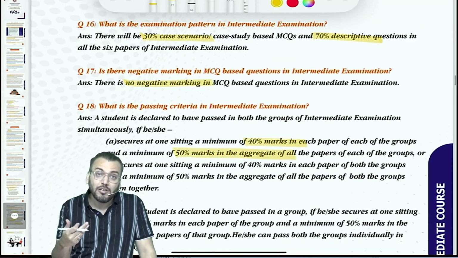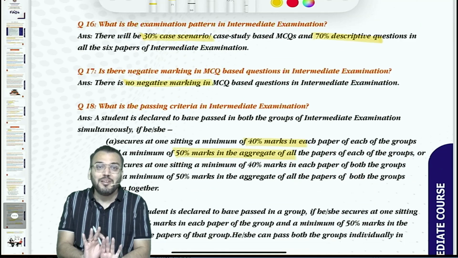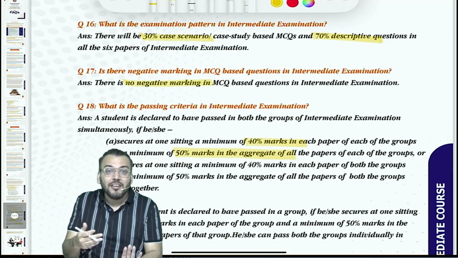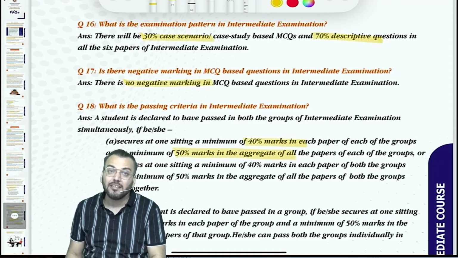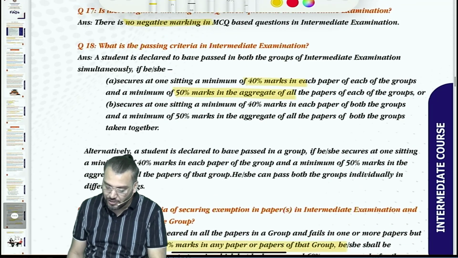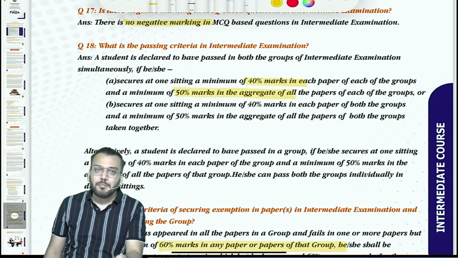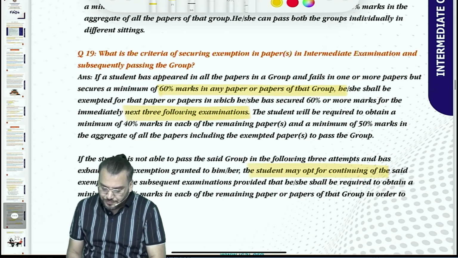Now one question arises: is there any negative marking in MCQs? One relaxation they have given: under the intermediate course as well as the final course, there is no negative marking for MCQs. So you can see there is no negative marking for MCQ based questions for the intermediate examination as well as the final examination. Now, what is the passing criteria? Once again it remains the same, 40% in each paper and 50% aggregate you need to score. Correct. This remains the same only.